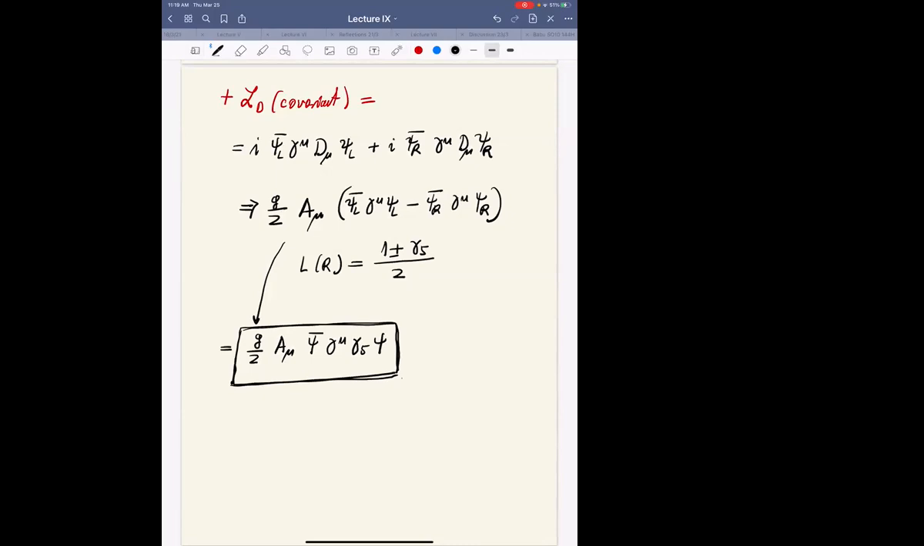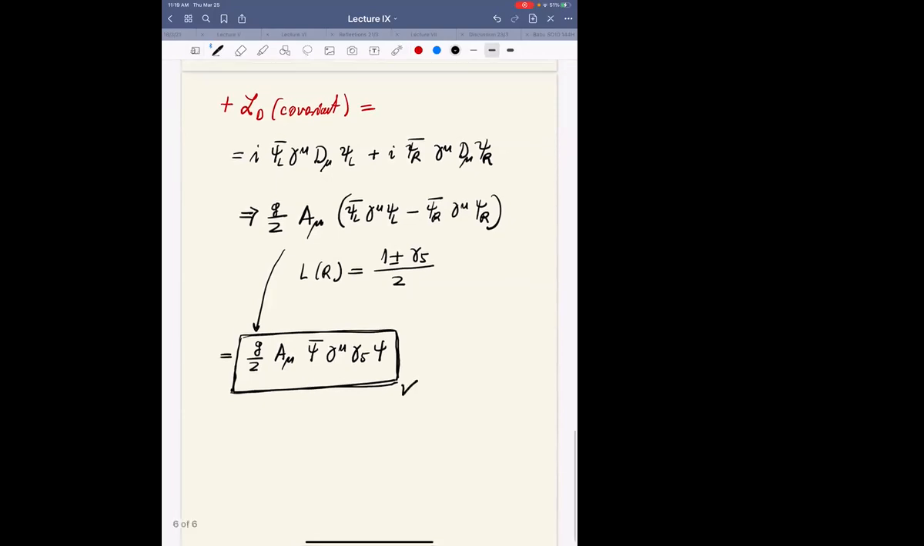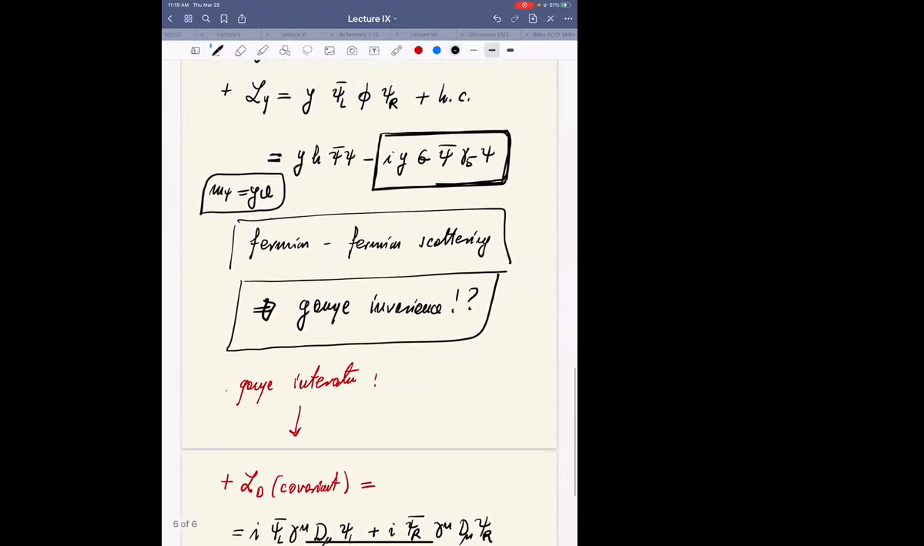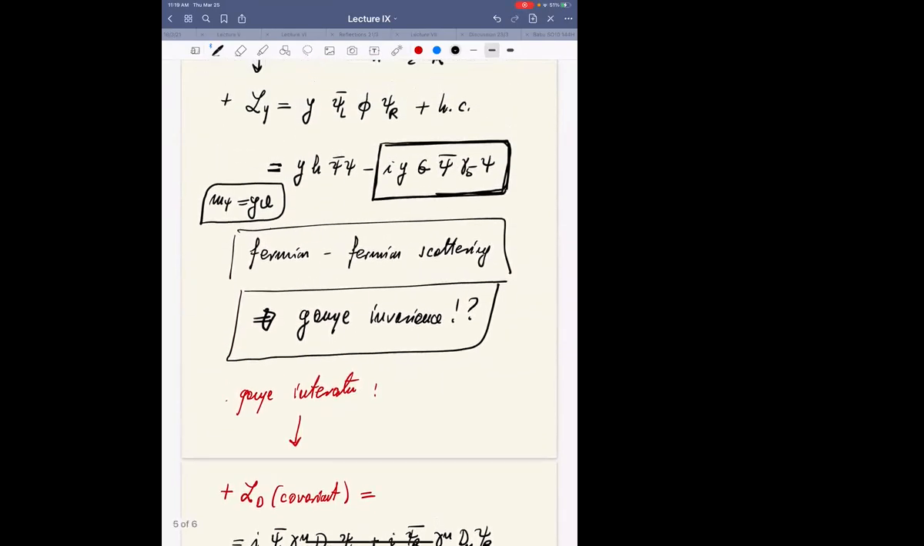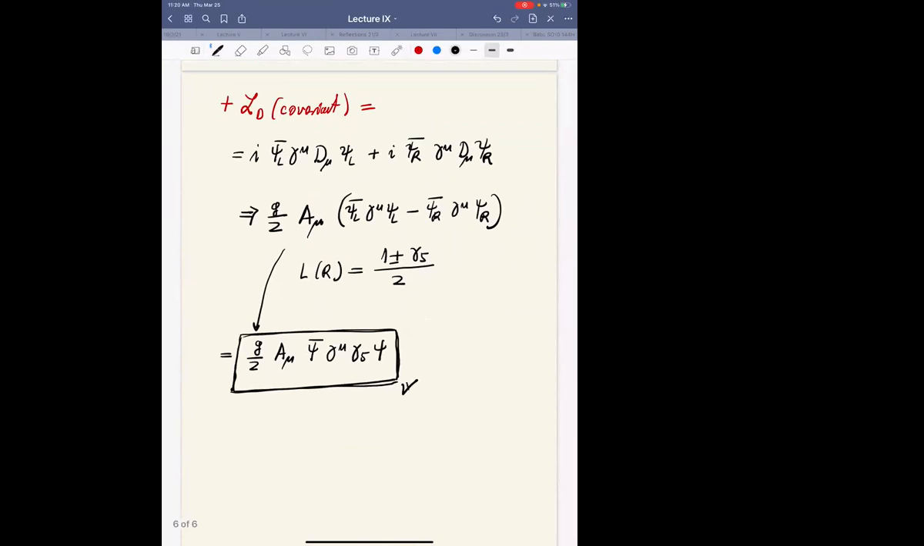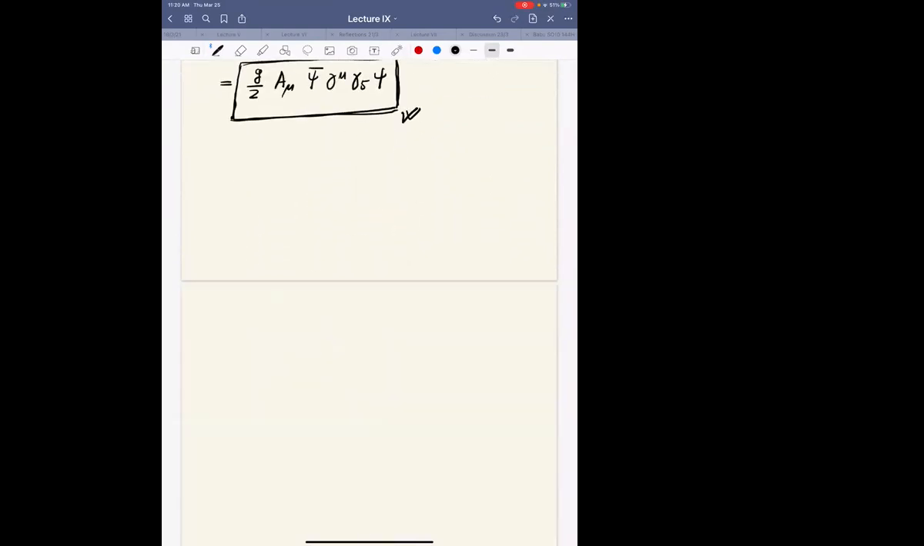So I have an interaction now. This checks. I have the interaction of the gauge boson with the fermion. That's my, let's call it electron. I have the interaction of G with the fermion. And I want to study the following. I want to study fermion scattering. What does that mean?